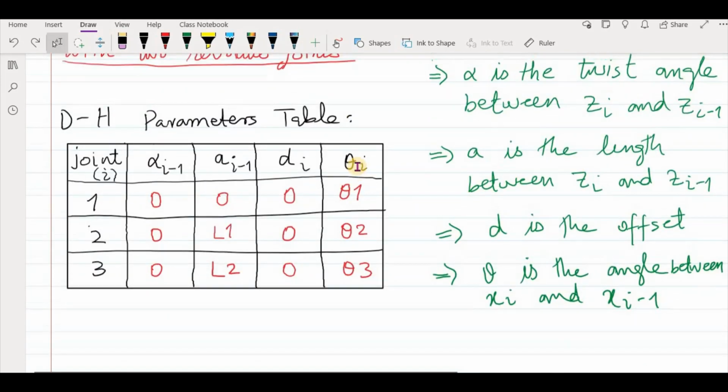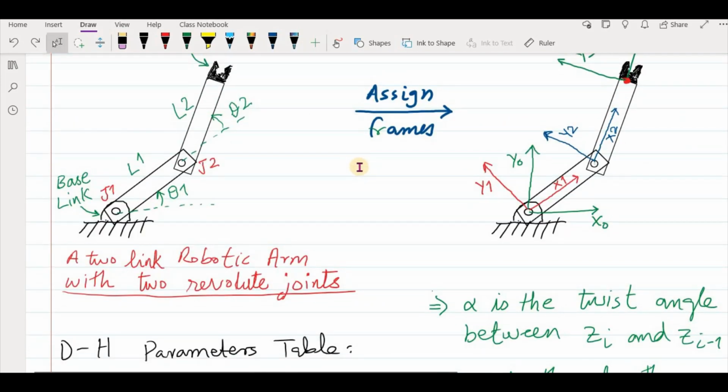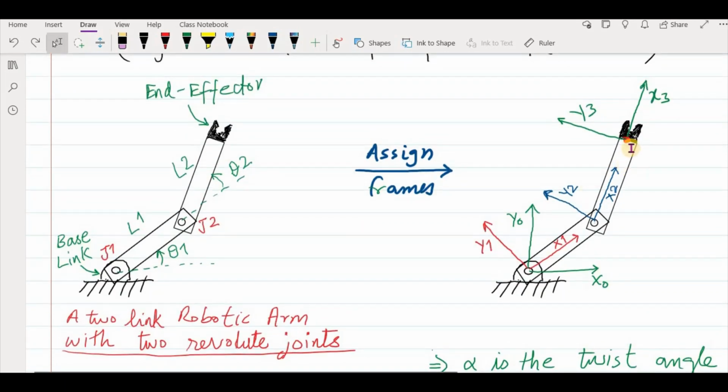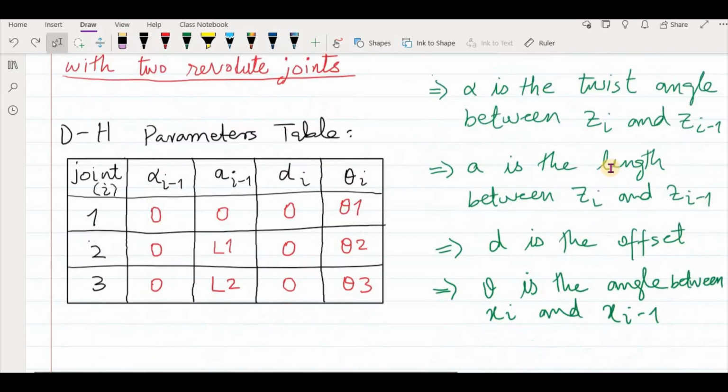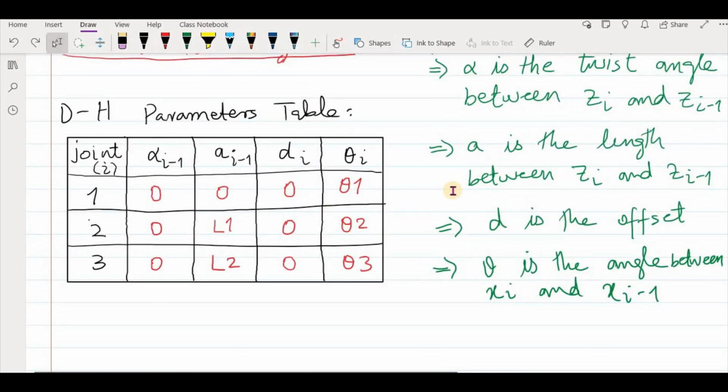And finally, the angle theta. Since the angle theta is the angle between the x-axes of these two frames, which are x3 and x2, as you notice the angle is 0, because both of these two axes are parallel. So here we put the value of theta equal to 0.